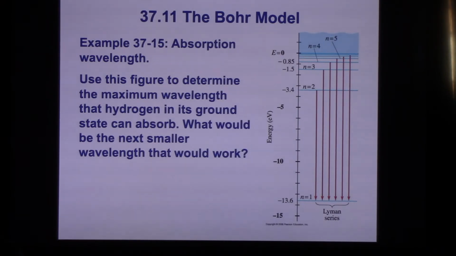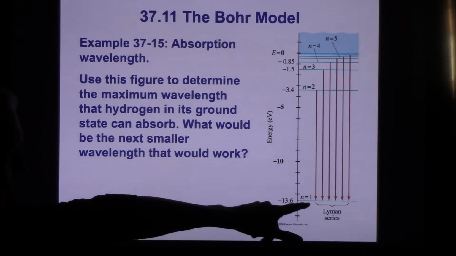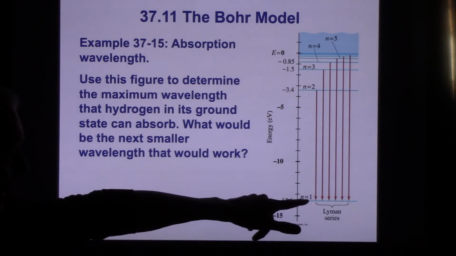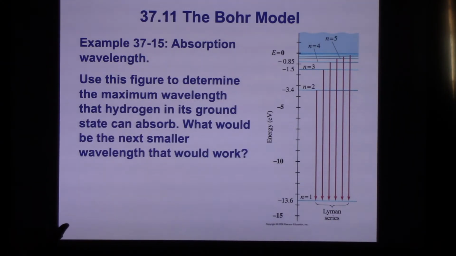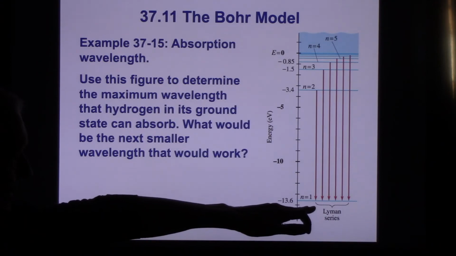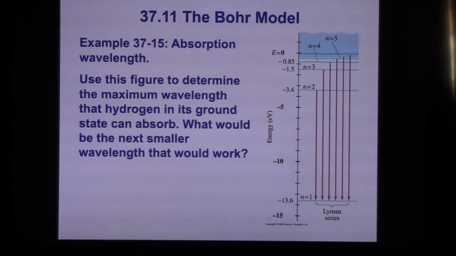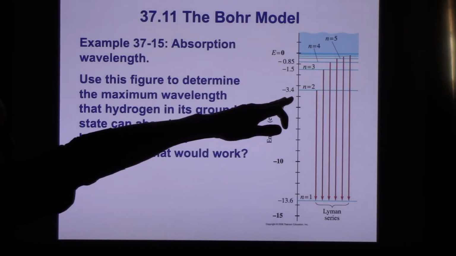Now here it says, what's the maximum wavelength of hydrogen that the ground state could absorb? So let's say we have an electron already in the lowest state. Saying maximum wavelength, that's confusing. Instead, what they could say is what's the least amount of energy a photon would need. So let's say it that way. I've got an electron in state number 1. What is the least amount of energy that a photon could have to create a transition? And that would need to take me to state 2.